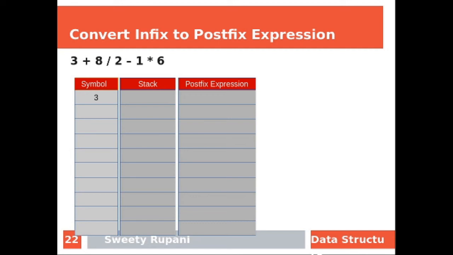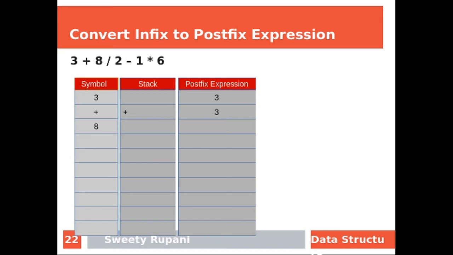So the first symbol we come across is 3. So 3 is an operand. We will directly write it to the postfix expression. Next symbol that we come across is plus. Right now your stack is empty. We have to assume that the stack is open on the right hand side. Fine. From there we are going to push an element onto the stack. So a plus is pushed onto the stack, followed by the next symbol 8.